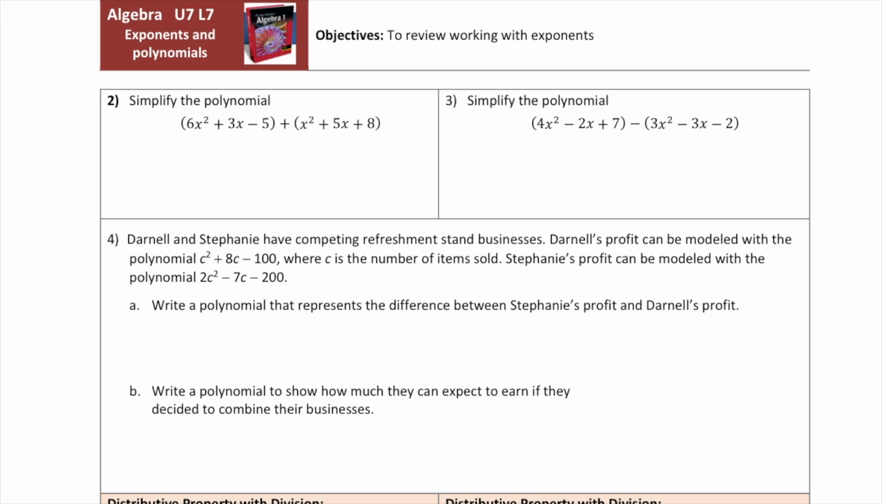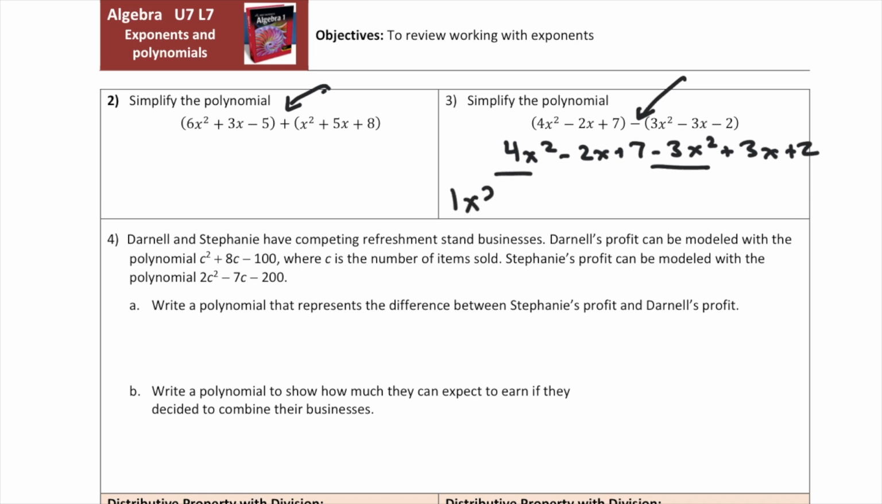When you simplify a polynomial, make certain that you follow what you're being asked to do. So the first question, number 2, you're being asked to add. The next question, number 3, you're told to subtract. When we subtract, make certain that you distribute that negative to each of the terms. So we'll have a negative 3x squared plus 3x plus 2. You can only add your like terms.